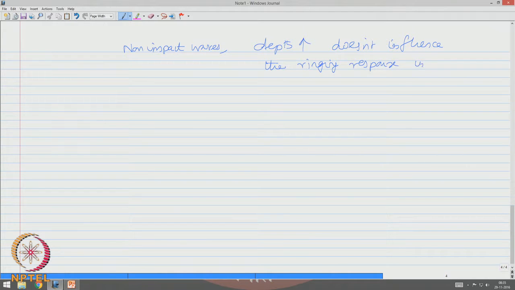If you look at the response for non-impact waves, I should say that increase in water depth does not influence the ringing response, in at least pitch degree of freedom. This is explicitly true when you keep T0 same.